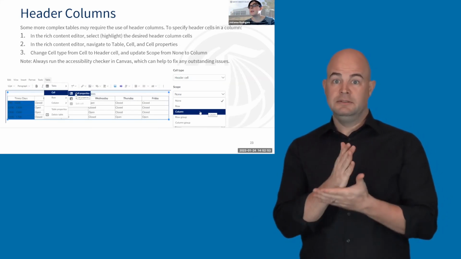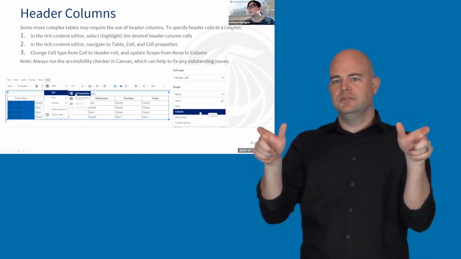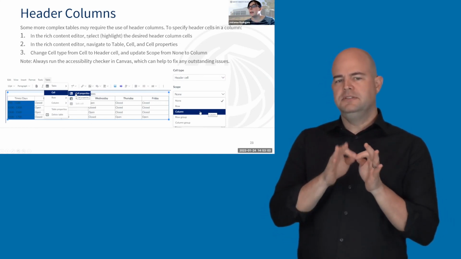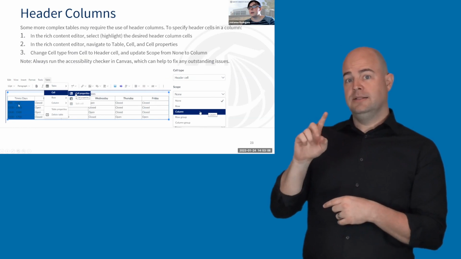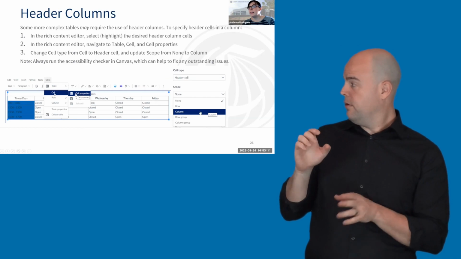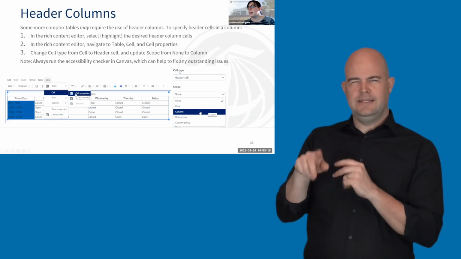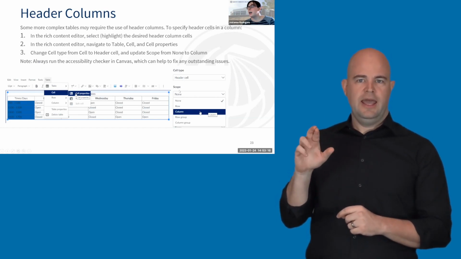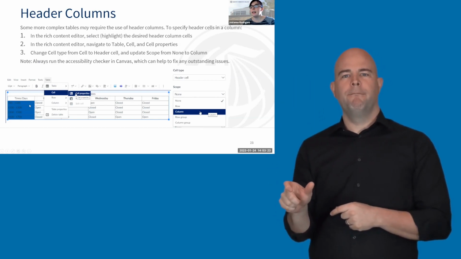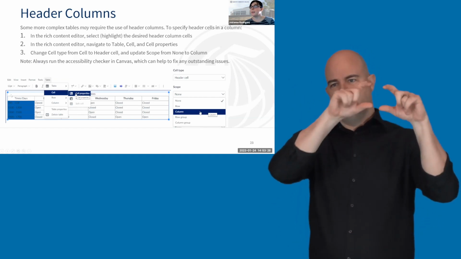Some more complex tables may require header columns. It's a little different process to specify the header columns in the rich content editor, but it's pretty simple. So again, in the rich content editor, you would just highlight your header column. You would navigate to table and then cell and cell properties. Choose the cell type to change the cell type to header, and scope from none to column. And that will indicate that your header column is headings.